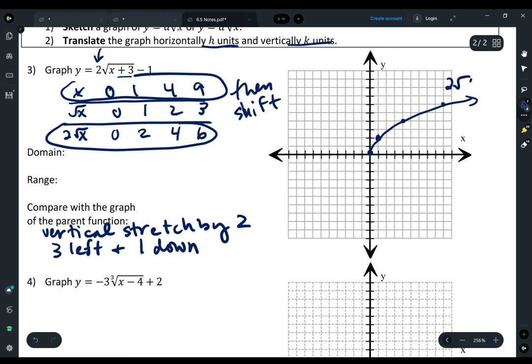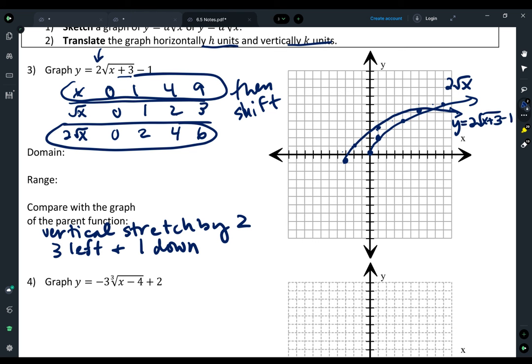This is for 2 times my square root of x, but then I have to shift it. So I'm going to shift each of my points. I'm going to count 3 left and 1 down. So 1, 2, 3, 1 down, 1, 2, 3, 1 down, 1, 2, 3, 1 down, 1, 2, 3, 1 down. And so here is my new graph. It really shouldn't be going down at the end. It should look like it's going up. So this is my y equals 2 times the square root of x plus 3, minus 1.